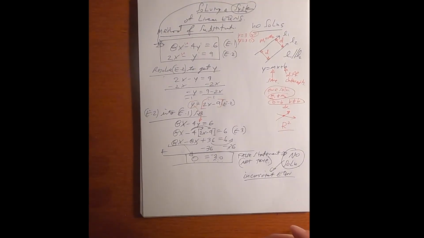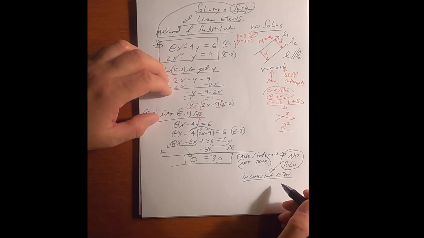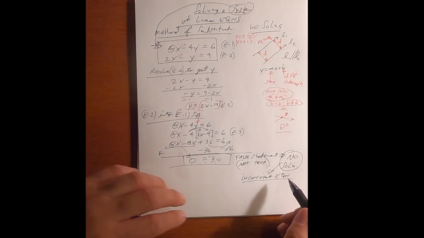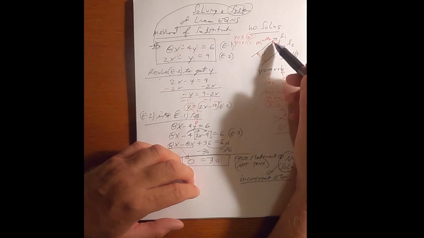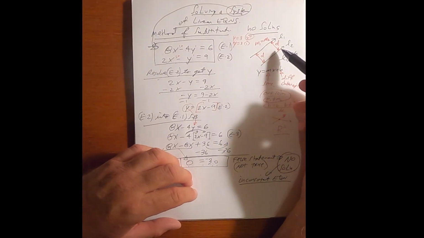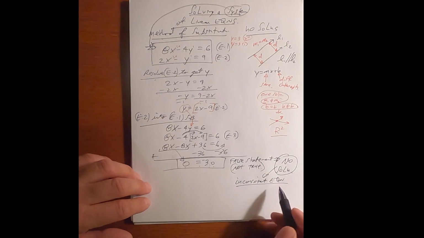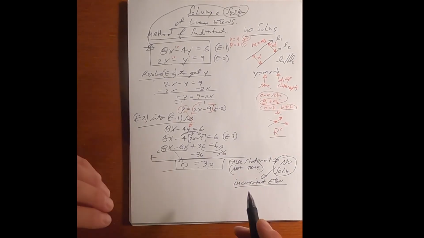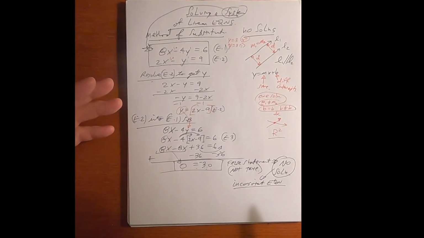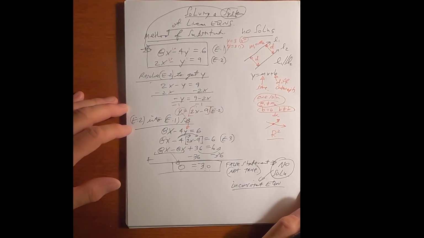That's the end of that. So what happened here? These two lines went off like this, and one is parallel to the other. That's why they never cross. They don't share a common place in space, so there is no solution to this system.